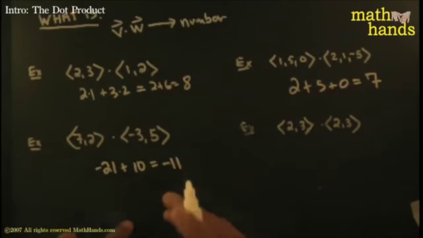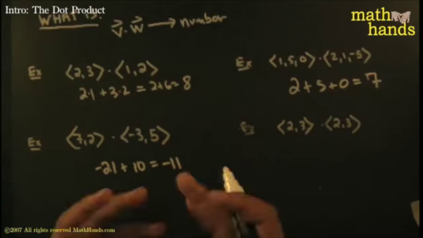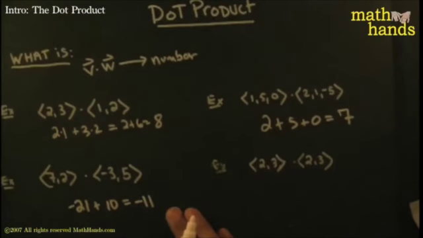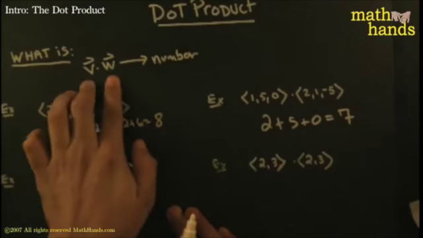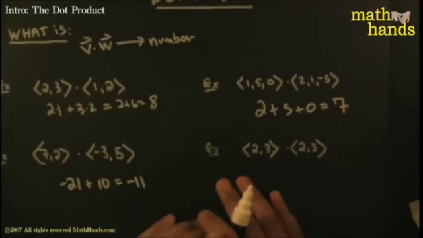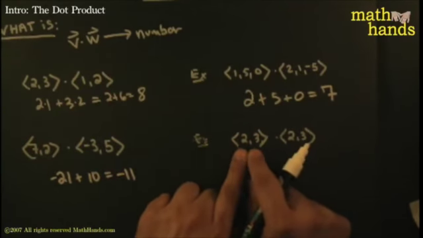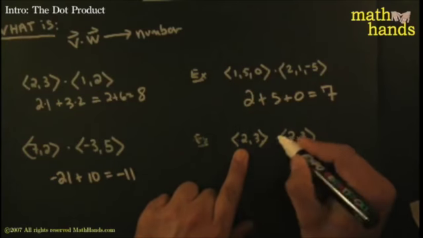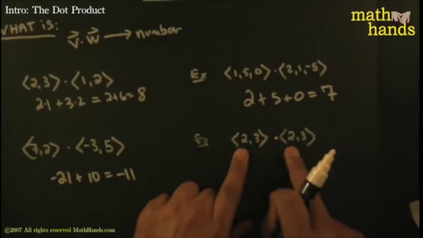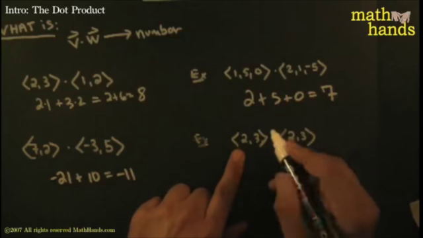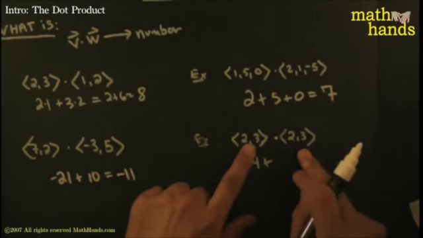Let's take a look at this example. You take the 7 and the negative 3 and you multiply them together, that gives you negative 21. Take the 2 and the 5, you multiply them, that gives you 10, for a total of negative 11. Okay, this is what the dot product is. It's just a way of mapping the product of 2 vectors into a number.